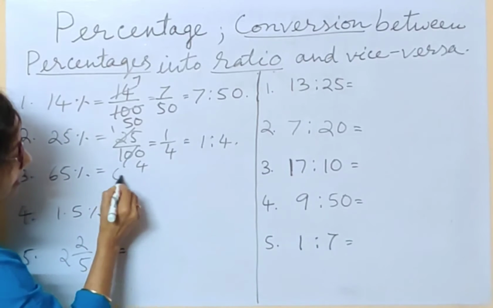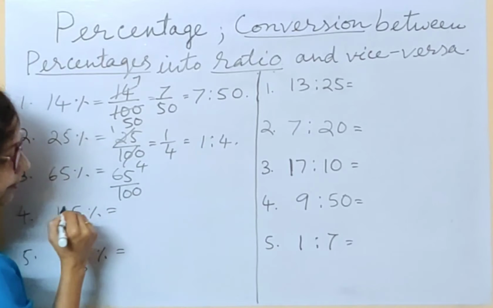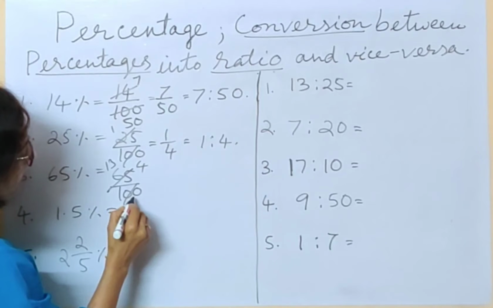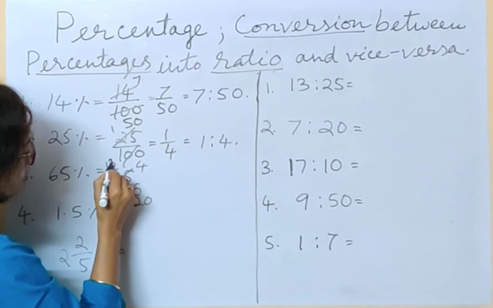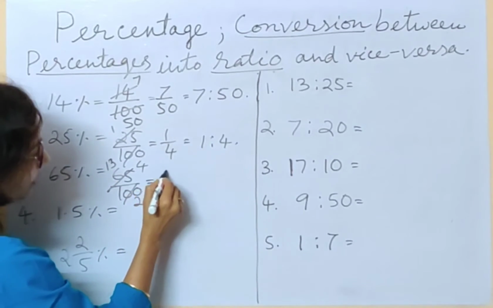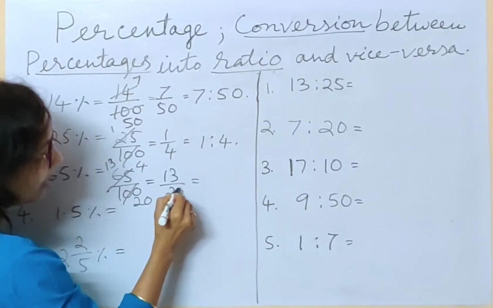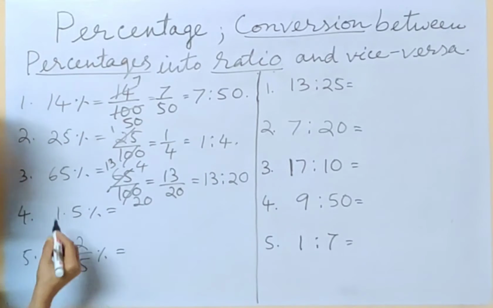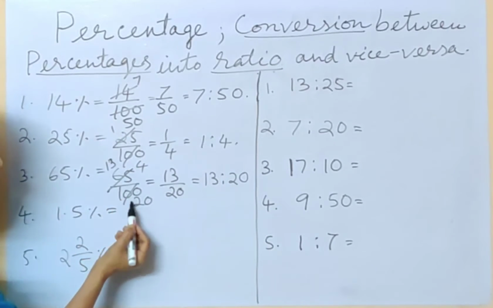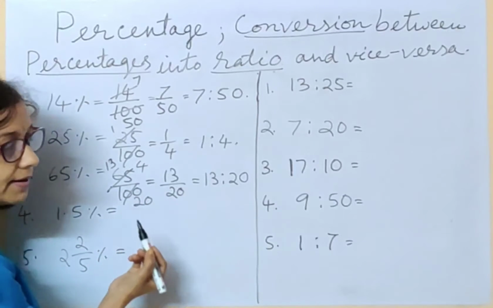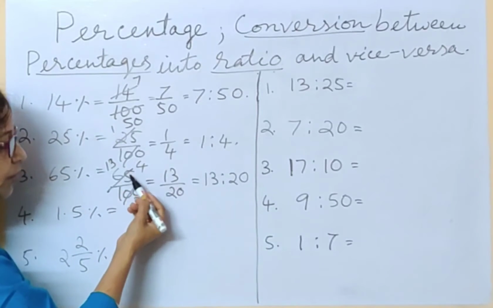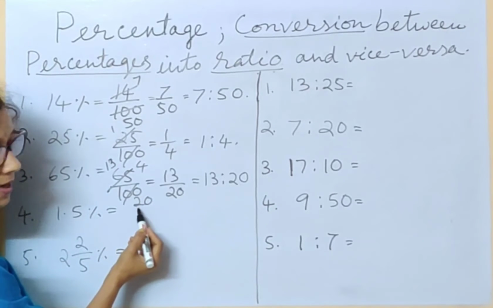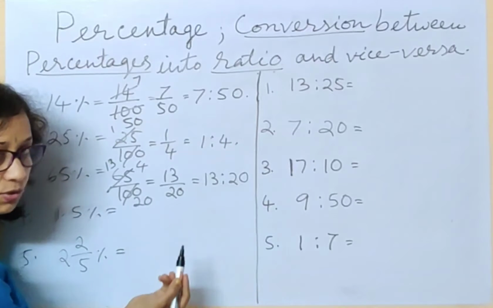Now 65%, 65 by 100. Now 65, 13s are 65 and 20. So 13 by 20. And how do we write it as a ratio? 13 is to 20. So here 65%, we wrote 65 by 100. Now 65 by 100 we need to cancel, divide numerator and denominator. So 13 5s are 65 and 5 20s are 100. So 13 by 20, 13 is to 20.